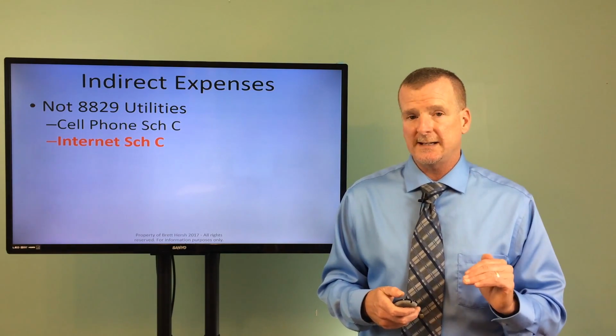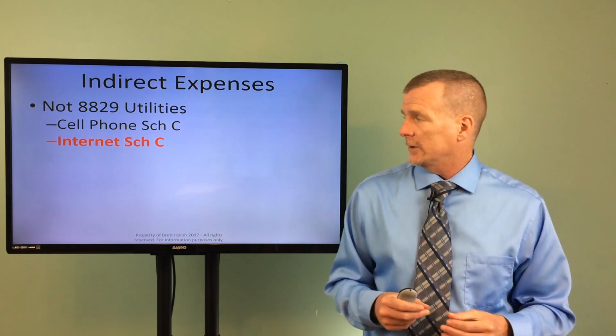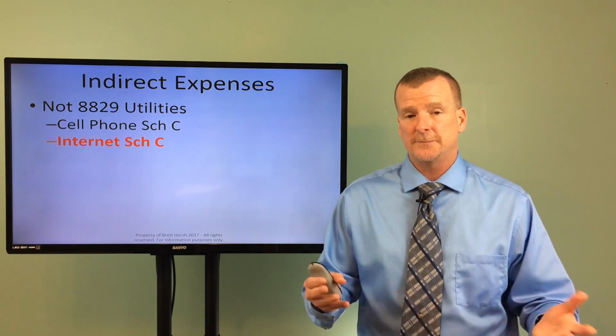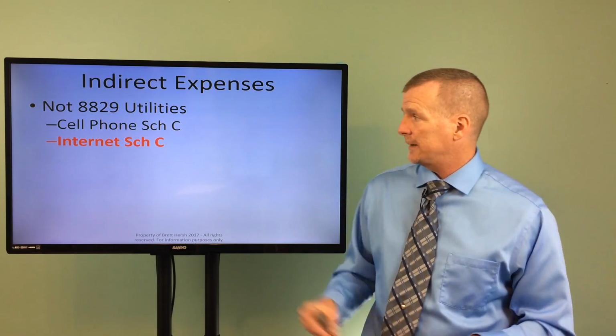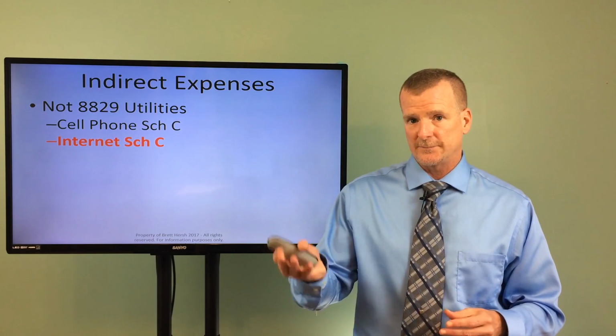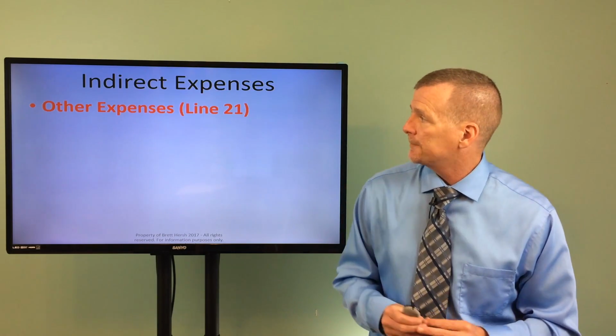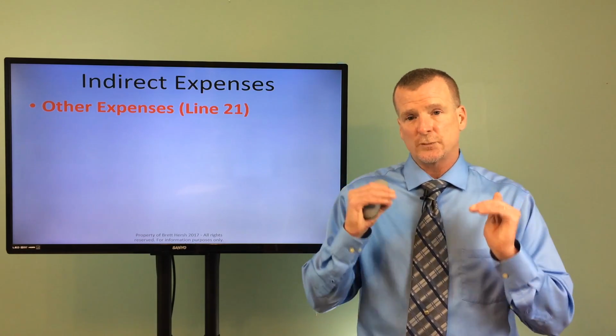It really doesn't go in the 8829 because the percentages are probably not the same. So you might only have 5% of your house or even 2% of your house being your home office, but you might be using 30% of your internet, looking up listings or communicating with clients or whatever it might be. So just remember that. Now let's move forward on to 8829.